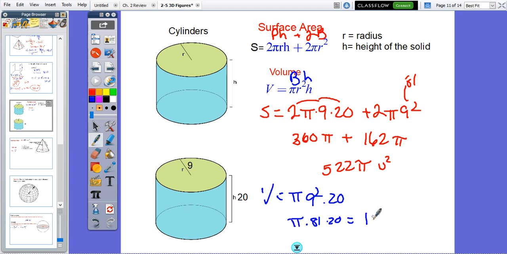You end up getting 1,620 pi units cubed. Again, leave it like this unless it tells you to round. I do know for sure on the test they're going to ask you to use 3.14. So get it to this point and say, all right, 1,620 times 3.14. And there's your answer for a cylinder.